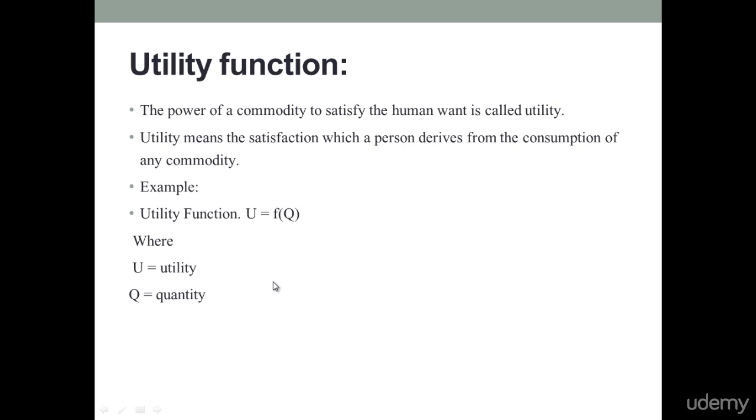The power of a commodity to satisfy a human want is called utility. So, utility means the satisfaction which a person derives from the consumption of any commodity. Now we will discuss an example. For example, suppose a person is thirsty and wants to drink water. It means water has utility for him. So, the utility function is U = f(Q), where U stands for utility and Q stands for quantity.